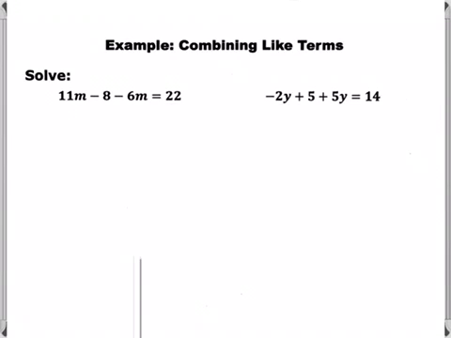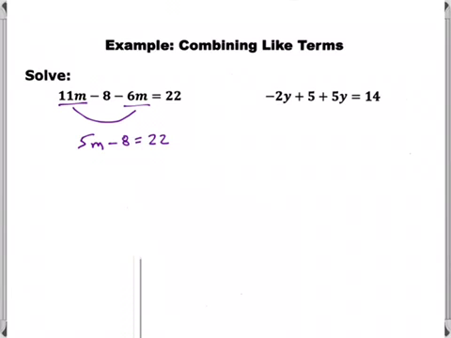Example 1, we have 11m minus 8 minus 6m equals 22. In order to solve this, we're going to have to start off by first combining like terms. That means we're going to have to combine the 11m and the negative 6m. So 11 minus 6 gives us 5m minus 8 equals 22.